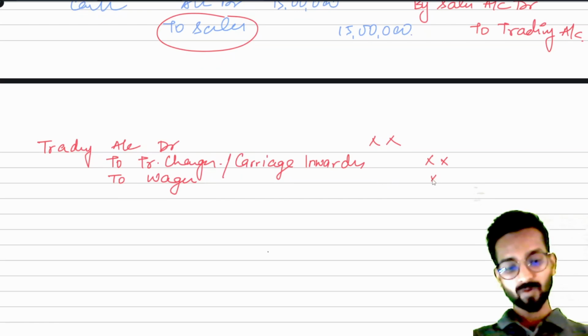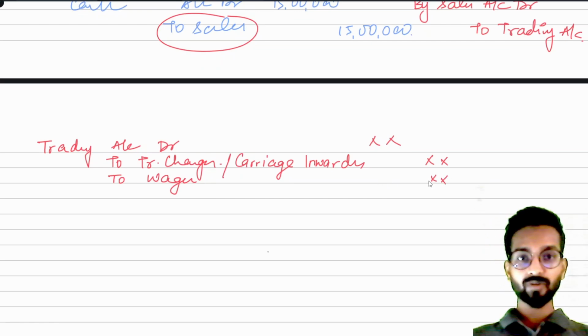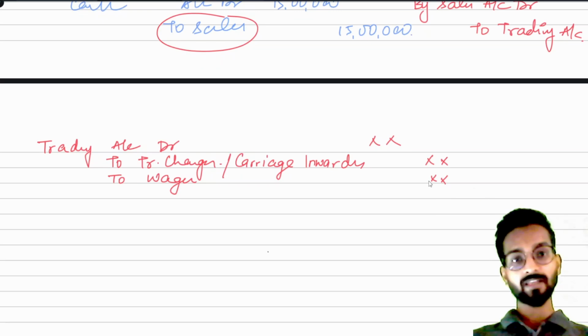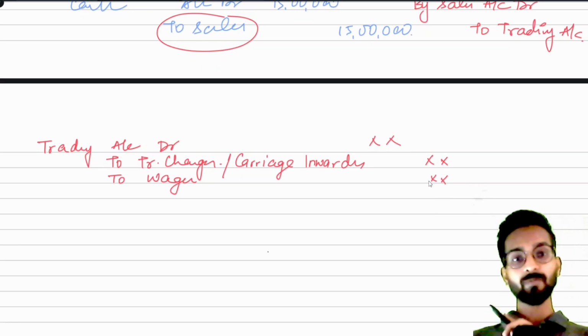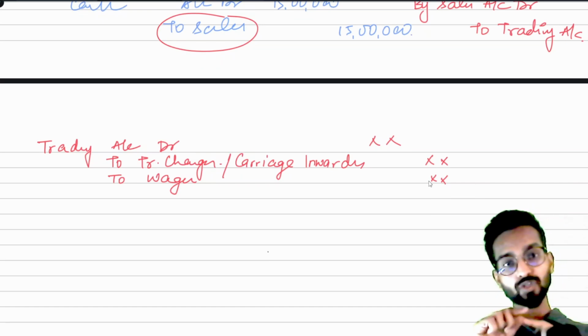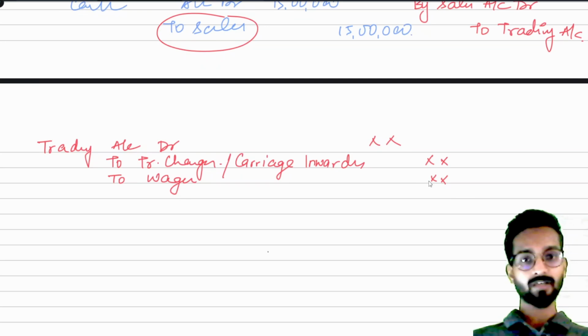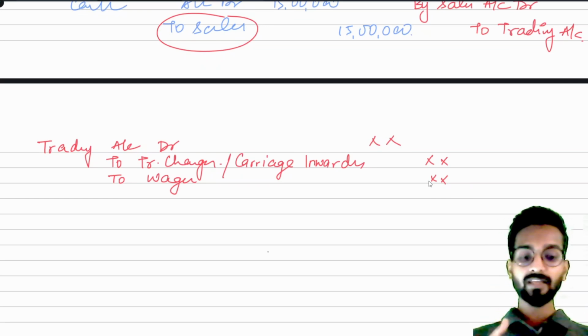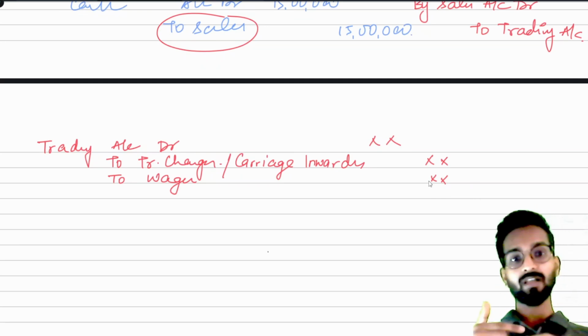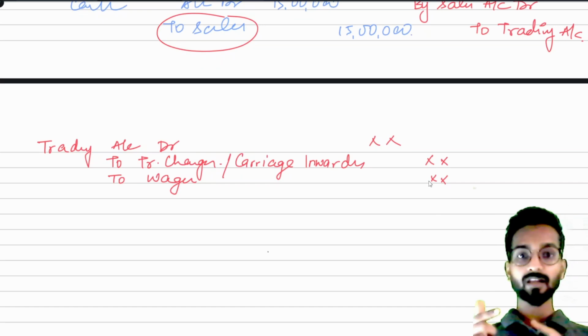Please remember one thing. We are doing the transfer entry in the final accounts. The main entry when the transaction happened, we have already passed. Wages to cash has already been passed. Now we are transferring. So trading account debit to wages. Understood? By this entry, all the expense accounts will automatically get closed. Understood? From where will we get all these things? From the trial balance. Without trial balance, final accounts is not possible.